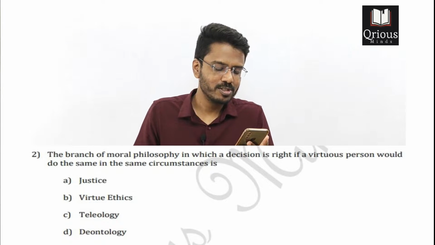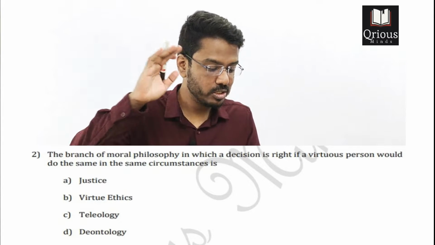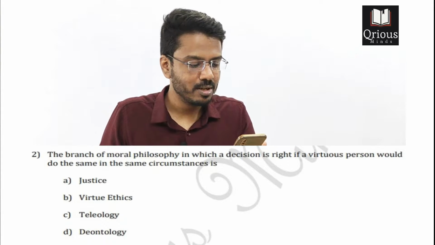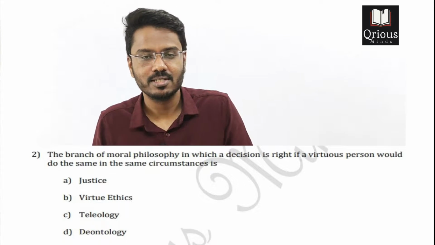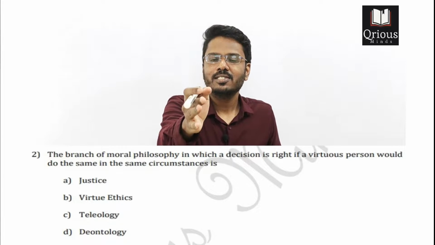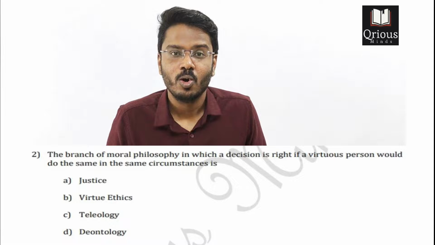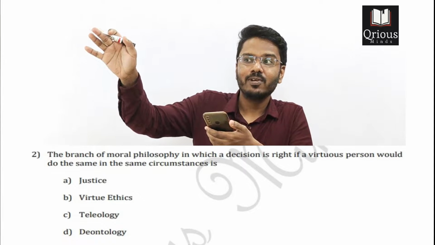The branch of moral philosophy in which a decision is right if a virtuous person would do the same in the same circumstances is: understand what you mean by virtue ethics. What a virtuous person would have done in the same circumstance. If I also chose to do the same action that a virtuous person does, then that action I can say is ethical. If I chose to have an opposite course of action as to what a virtuous person would have done, then that action is unethical. So that's what virtue ethics advocates.